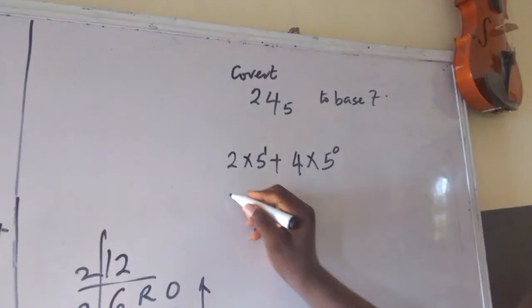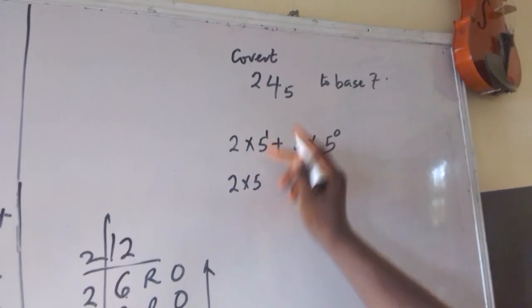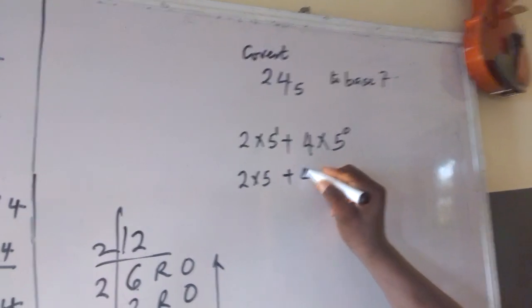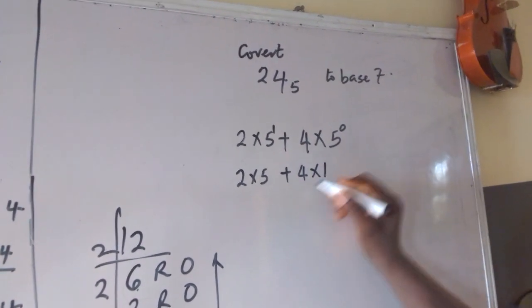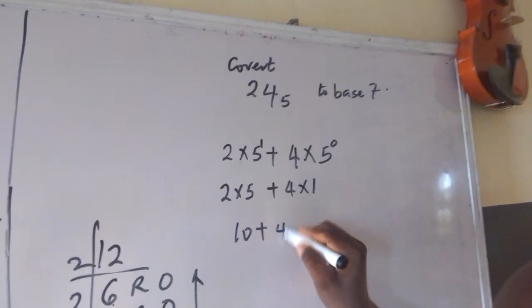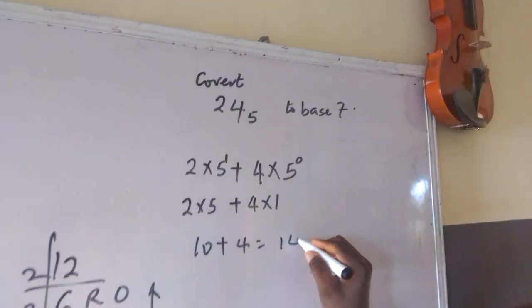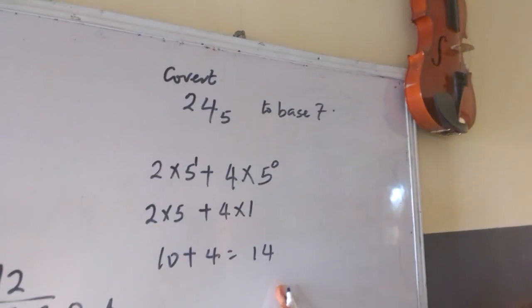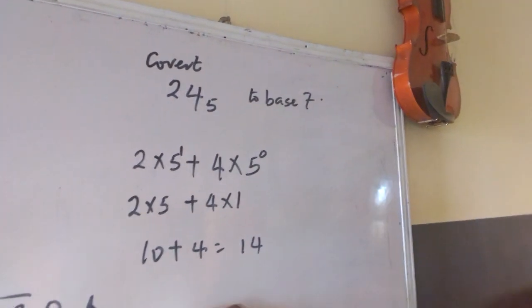So I'm converting to base 10. So I'll have 2 times 5, 5 raised to power 1 is 5, plus 4 times 5 raised to power 0, which is 1. This is 10 plus 4. What did I get? I'm getting 14. This 14 is actually in base 10. But they say leave your answer in base 7. So what do I do?